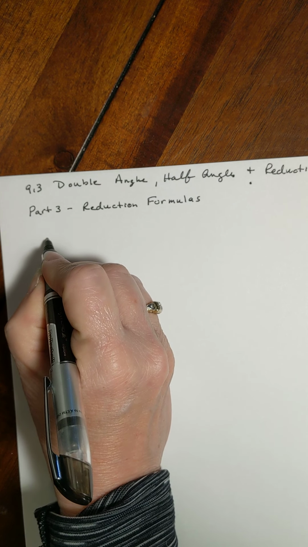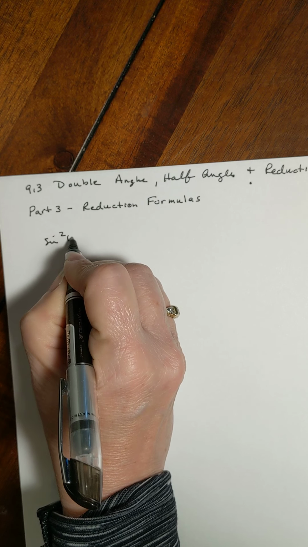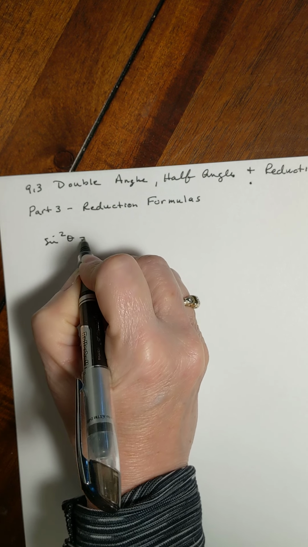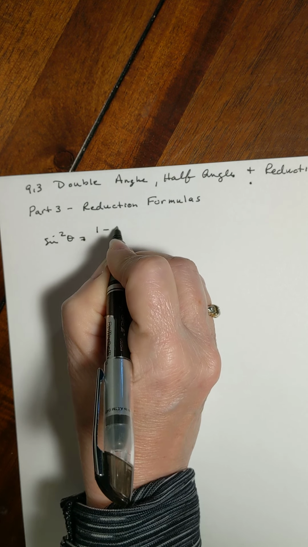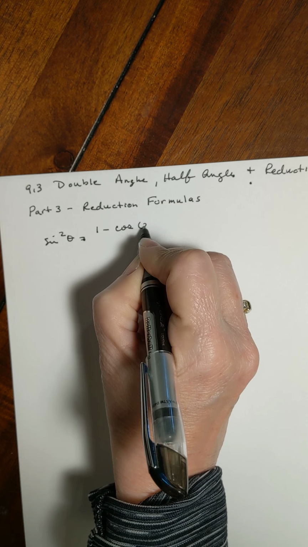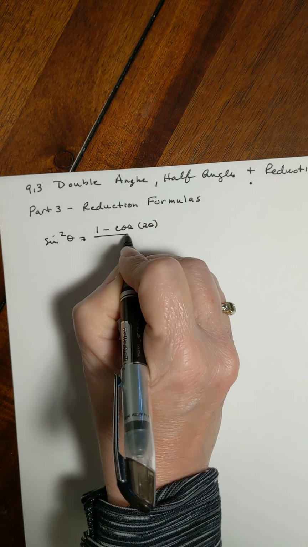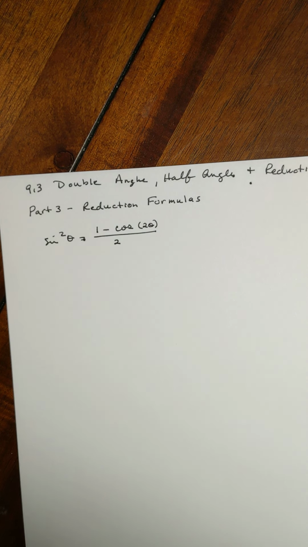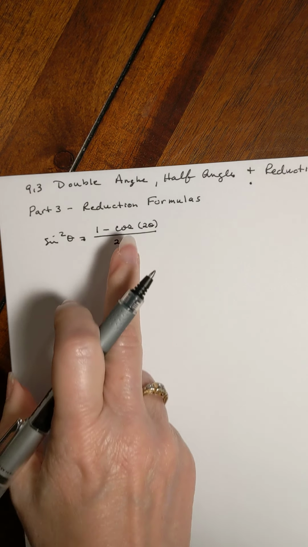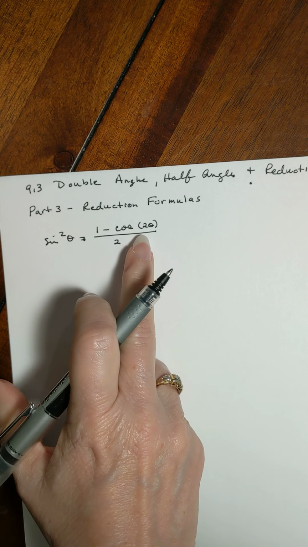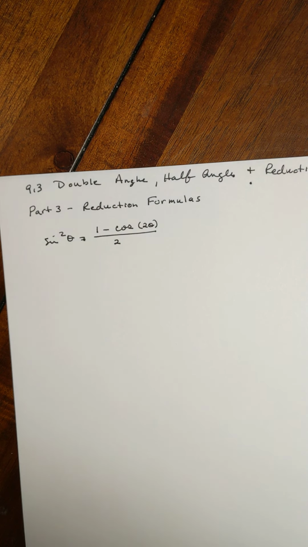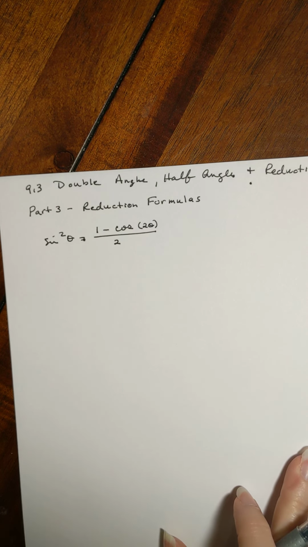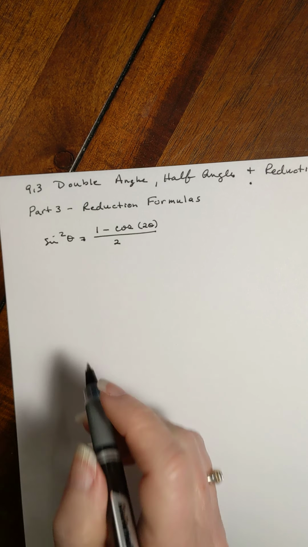So the first one is the sine squared of theta is equal to 1 minus the cosine of 2 theta over 2. And the way that we got this was just using the cosine of 2 theta formula and solving for sine squared of theta. So that's the first one.